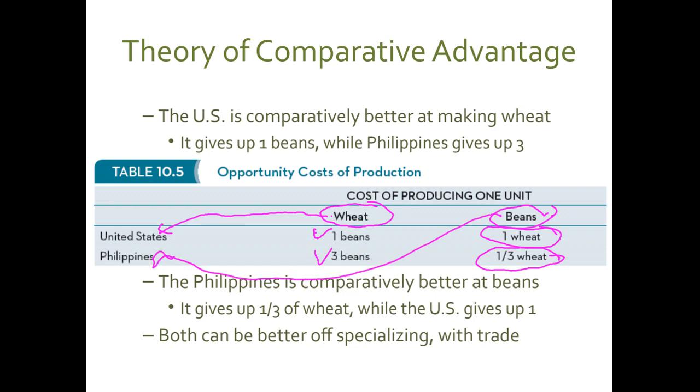Let me read this. The US is comparatively better at making wheat. It gives up only one beans, while the Philippines gives up three. The Philippines is comparatively better at beans. It gives up 1 over 3 of wheat, while the US gives up 1. So both can be better off specializing with trade. So both countries will trade, the United States and the Philippines.